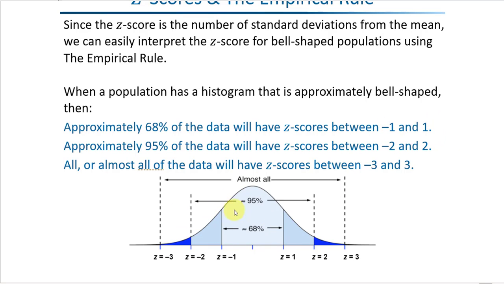So we say that 68% of the data will be between -1 and 1 for z-score, or one standard deviation above the mean and one standard deviation below the mean. And then approximately 95% of the data will have z-scores between -2 and 2. And again, almost all, 99.7%, of the data will have a z-score between -3 and 3. So if you are having a z-score between -3 and 3, you almost get everything from the data, because that covers almost everything.